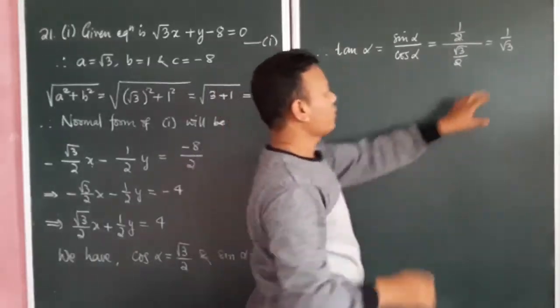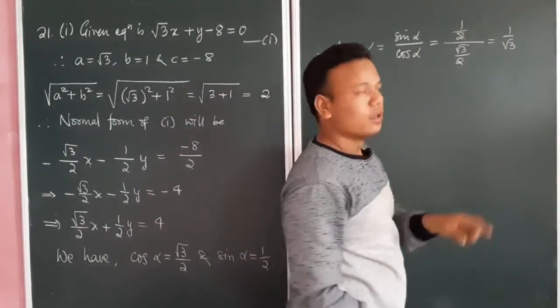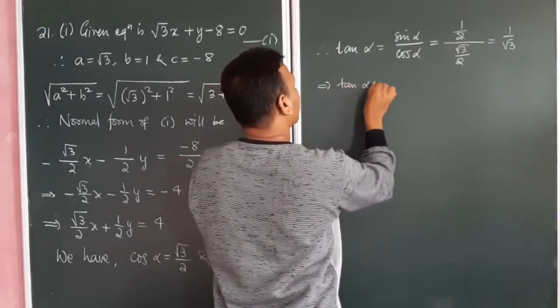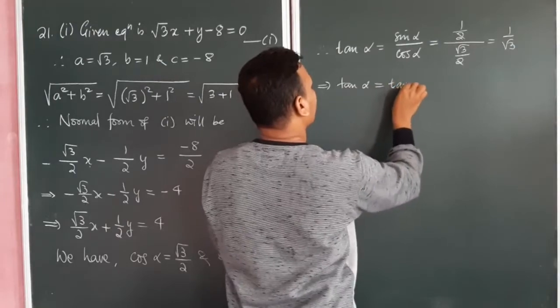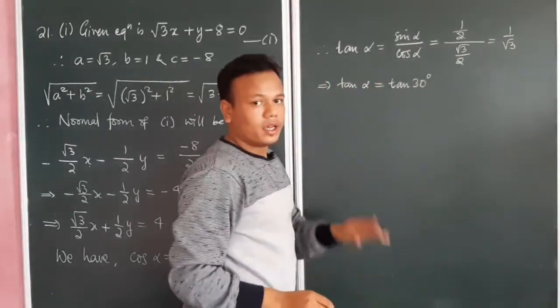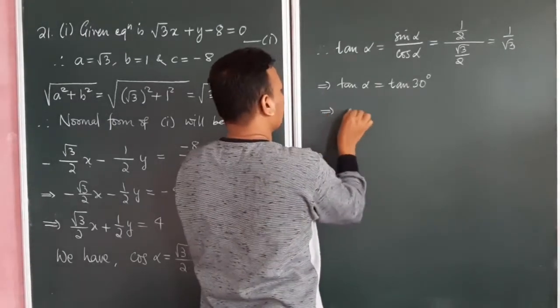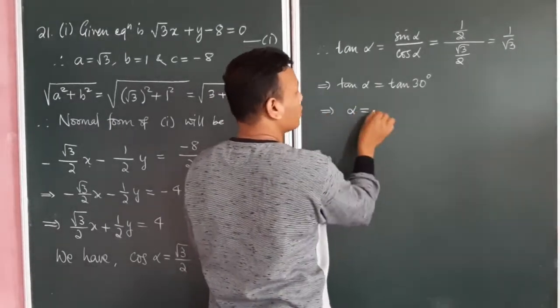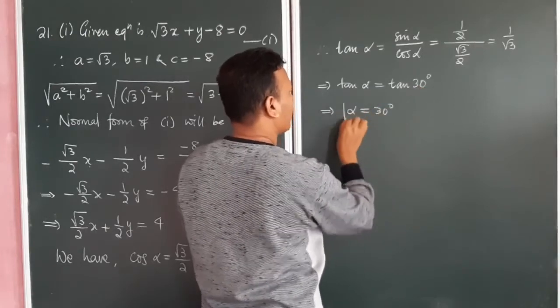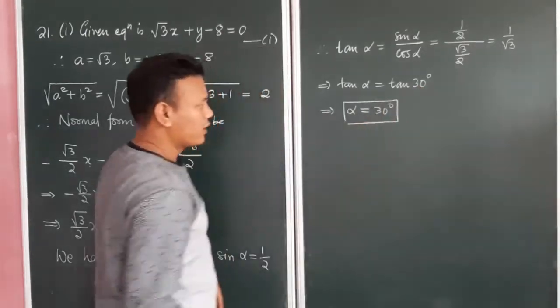So tan alpha will be 1 by root 3 when my value for alpha will be how much? The value for alpha will be 30 degree, because tan 30 degree is how much? It is 1 by root 3. So therefore from here we see that alpha is equal to 30 degree. So we have found our alpha.